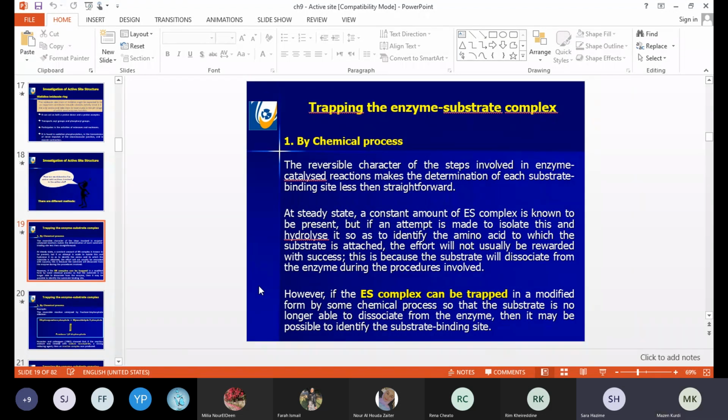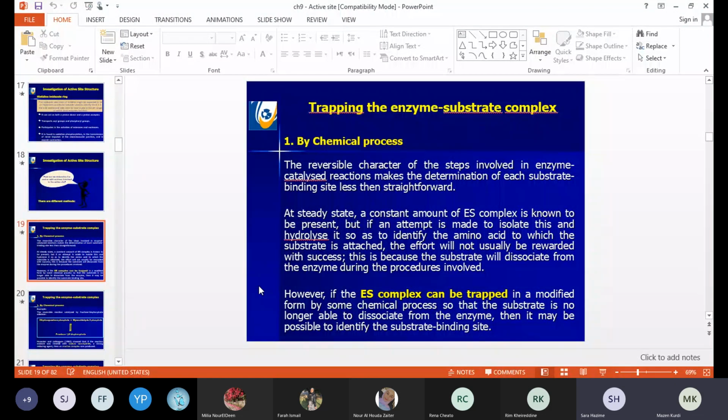So as you know, the reversible character of the steps involved in the enzyme catalyzed reaction makes the determination of each substrate binding site less than a straightforward step, because it's very difficult to isolate the ES as it is. At steady state, a constant amount of ES complex is known to be present, yes, but if you try to isolate this complex, once you isolate it you can hydrolyze the weak bonds present, to identify the amino acids to which the substrate is attached.